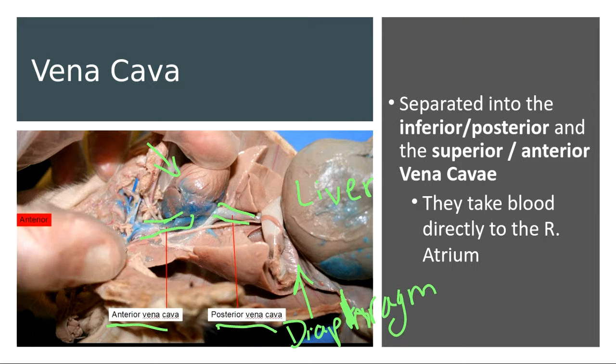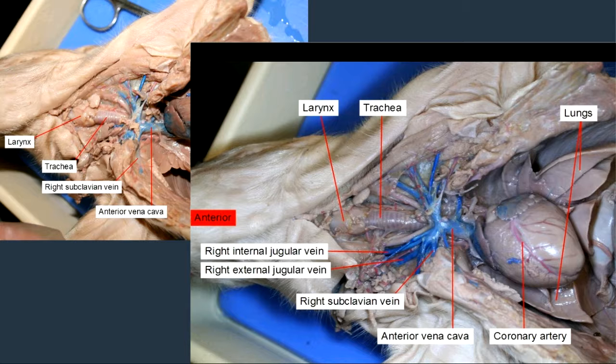And here you have the lungs. So here's a view of what happens to those. Where does what blood vessels lead to the vena cava?